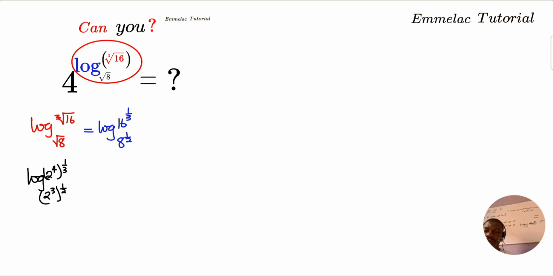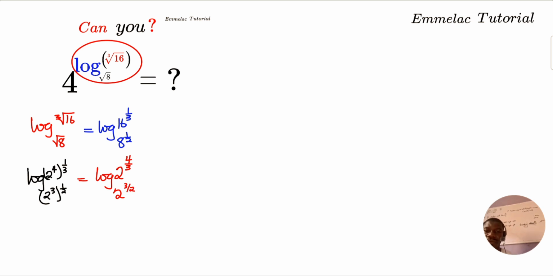According to the law of indices, we can multiply these exponents. So we then have it as log of 2 raised to 4 over 3, with base 2 raised to 3 over 2.